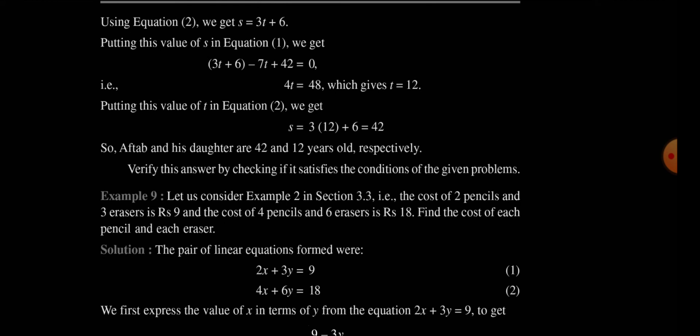Using equation second, we get s is equal to 3t plus 6. Putting this value of s in equation first, we get 3t plus 6 minus 7t plus 42 is equal to 0, that is minus 4t is equal to minus 48, which gives t is equal to 12. Putting this value of t in equation second, we get s is equal to 3 bracket 12 bracket close plus 6 is equal to 42. So Aftab and his daughter are 42 and 12 years old respectively. Verify this answer by checking if it satisfies the conditions of the given problem.